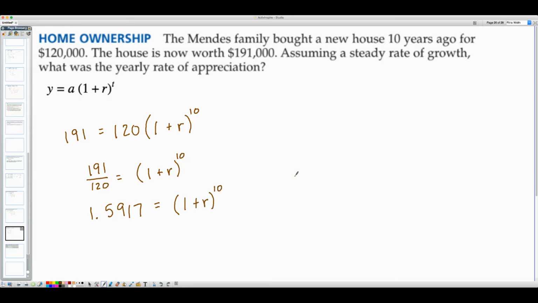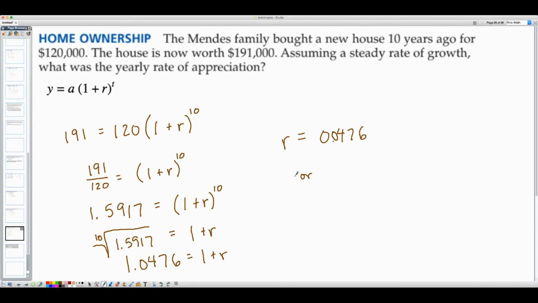To solve this, I'm just going to take the 10th root of both sides. When I take the 10th root of this, I get 1.0476 to the 4th decimal is equal to 1 plus r. So I subtract 1 from both sides and I get r is equal to 0.0476, or about 4.8%.